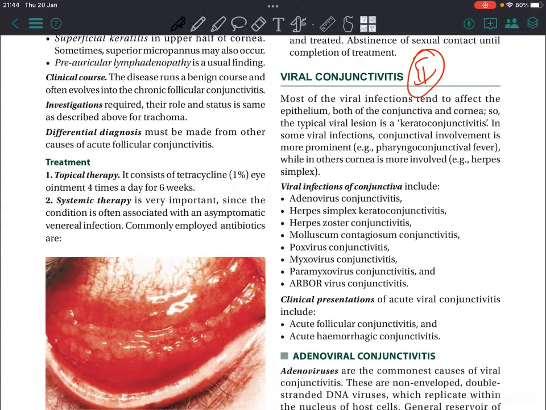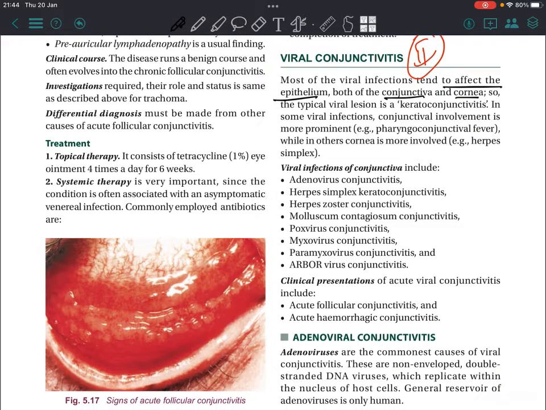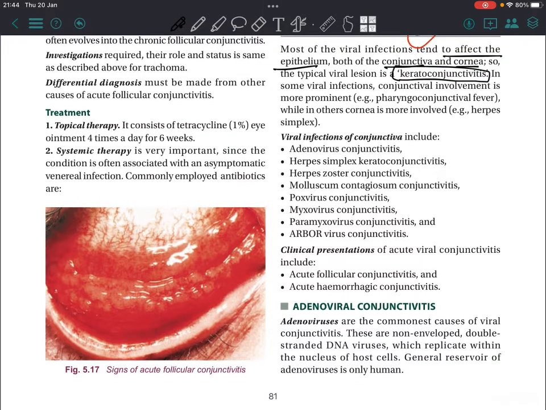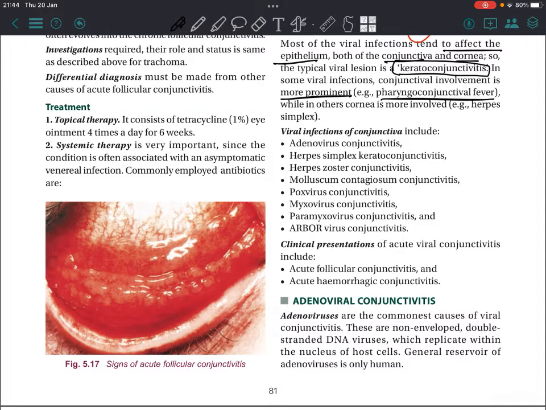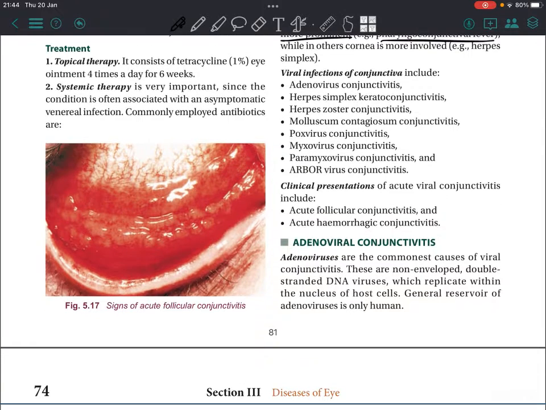Now let's see viral conjunctivitis. Most viral infections tend to affect the epithelium of both the conjunctiva and cornea. So it is called keratoconjunctivitis, involving both cornea and conjunctiva. In some viral infections, conjunctival involvement is more prominent, as in pharyngoconjunctival fever, and in others the cornea is involved.